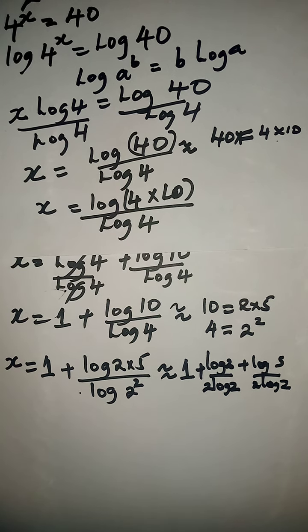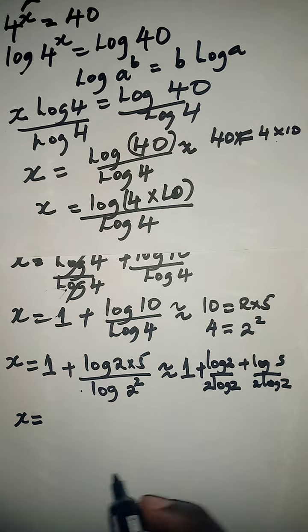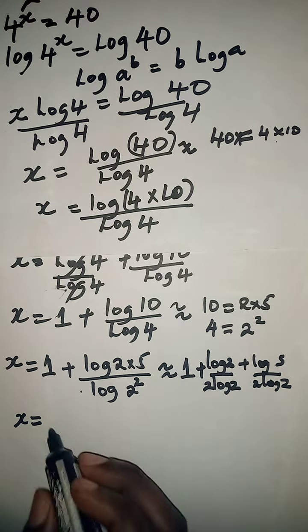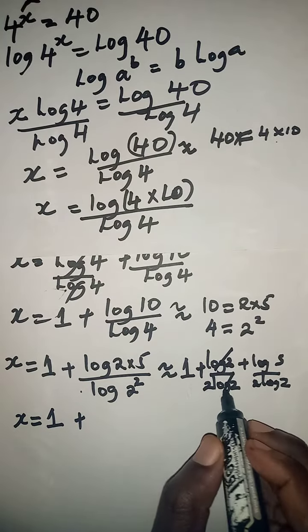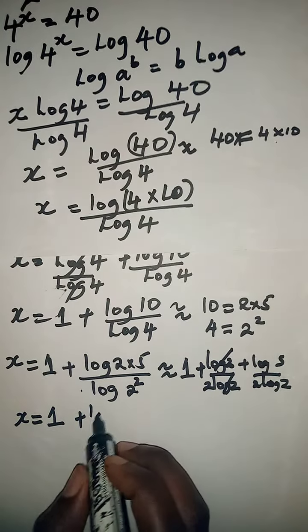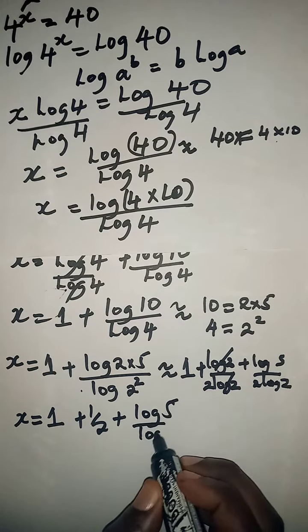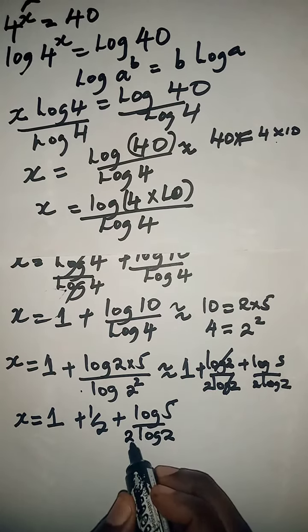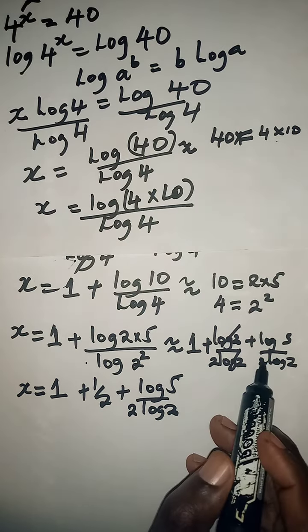So, able to see it clearly. X now becomes, simplifying it, of course the log and the log are going to go, so that I have 1 plus, when I simplify this, I'm going to get a half, plus the log of 5 divided by the log of 2. There was a 2 here.